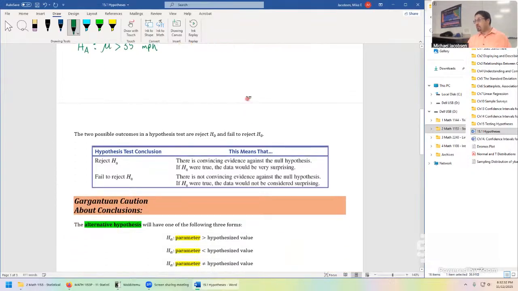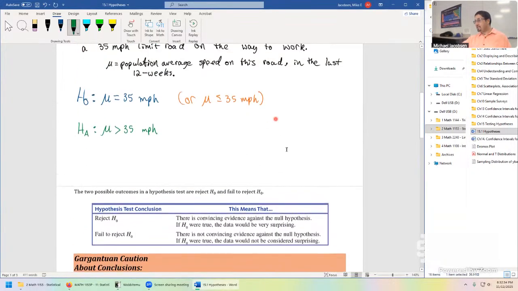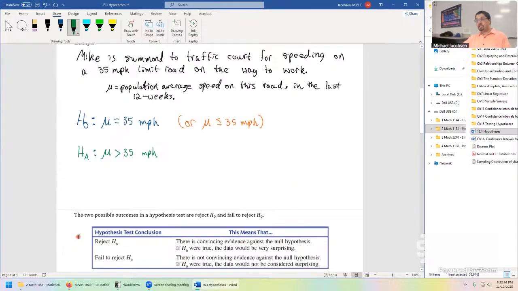First, it's always good to come back to this. There's only two conclusions we can ever give. Well, two things that can happen is, if we reject the null hypothesis, that means the prosecuting attorney found convincing evidence against the null. If H naught were true, the data would be very surprising. So we would reject the null hypothesis, conclude the alternative hypothesis is true.